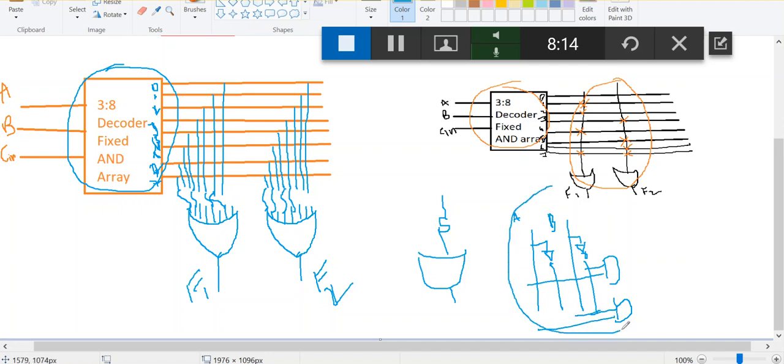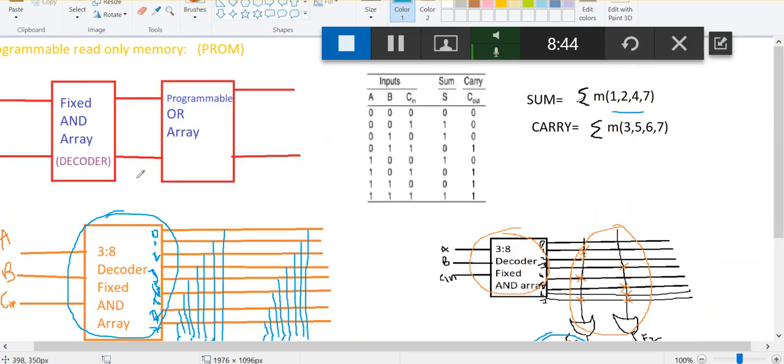This is what is called fixed. Fixed means you will have a dot here, not a cross mark. When you have a cross mark, it is called programmable. This is one of the methods to represent the fixed array also. And for this fixed array you need to connect your programmable OR. So the programmable OR is connected here. This is the concept called fixed AND array and programmable OR array.